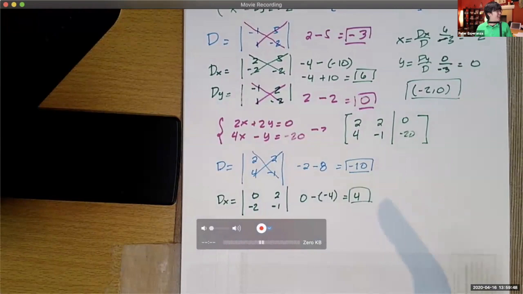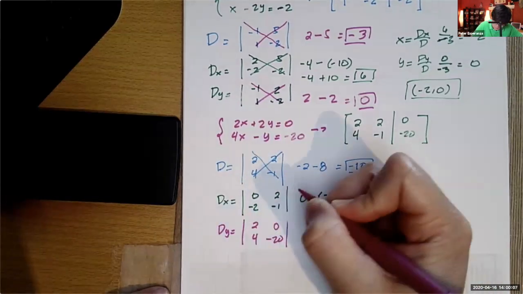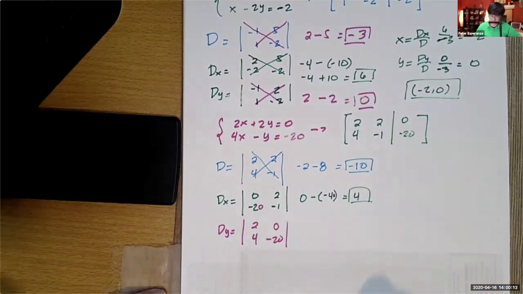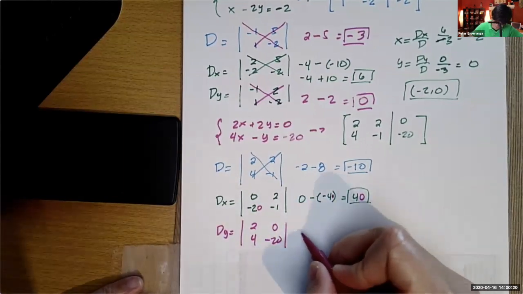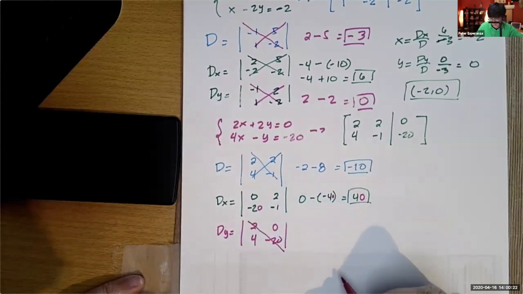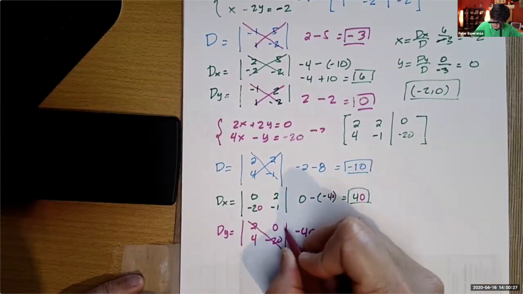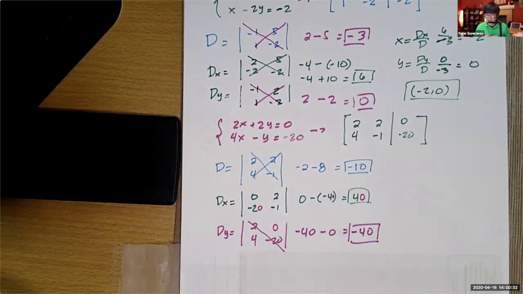See, I already made a mistake. What's my mistake? Yes, I know. This is supposed to be -20, so this is going to be 40. Did I correct it? Okay. That's why don't rush. See what happens? This one is -40 minus 0. Okay, so I got -10, 40, -40.